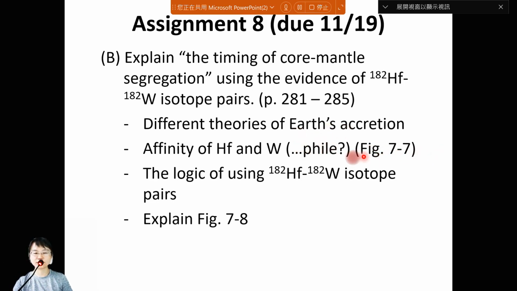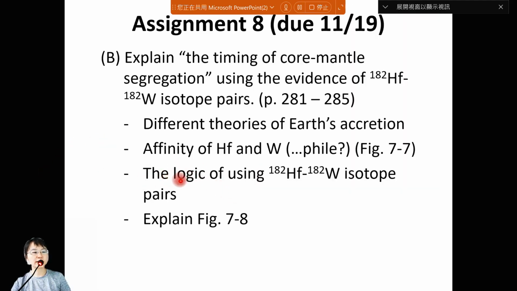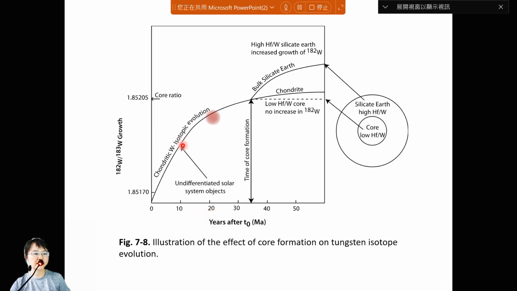Refer to this figure. So this is the figure to answer the affinity of hafnium and tungsten. They are this file, or this file, or this file, or this file. You need to find where hafnium and tungsten are. Third, you need to explain the logic of using these isotope pairs to answer the timing of core mantle segregation. For the last question, you explain this figure.